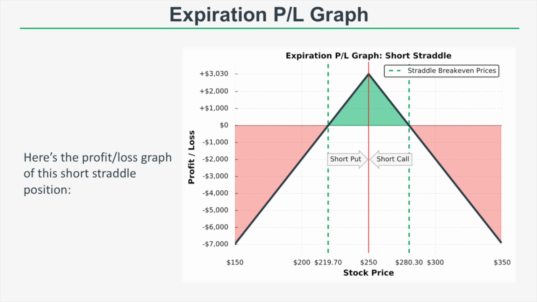So our break-evens for this trade are going to be the strike price that we sold, which is $250, minus the credit of $30.30, and also plus the credit of $30.30.